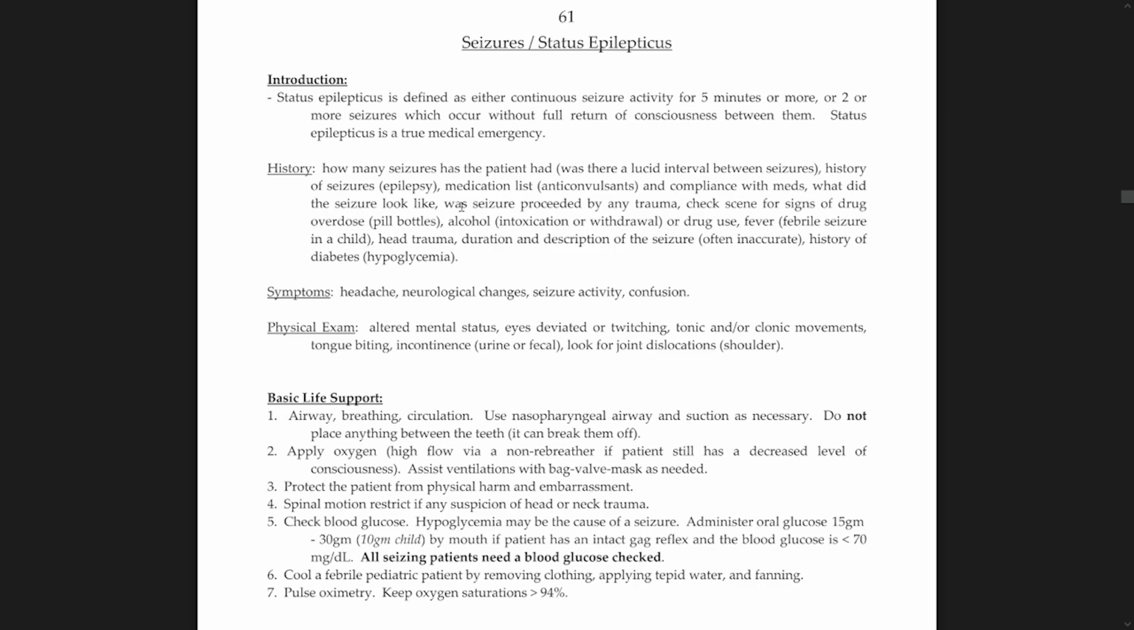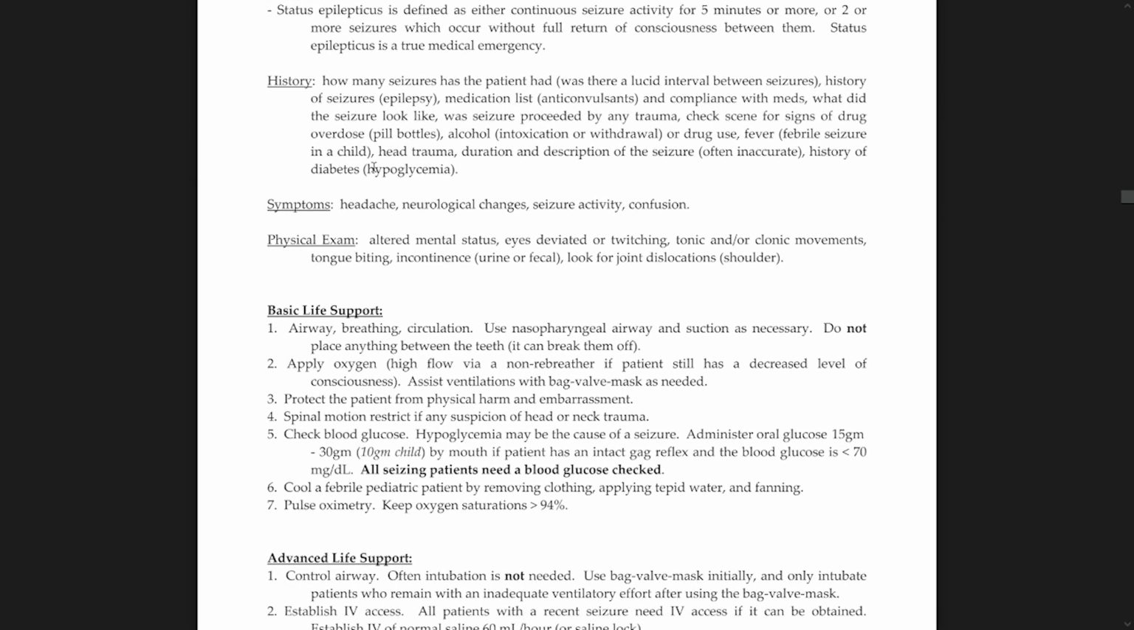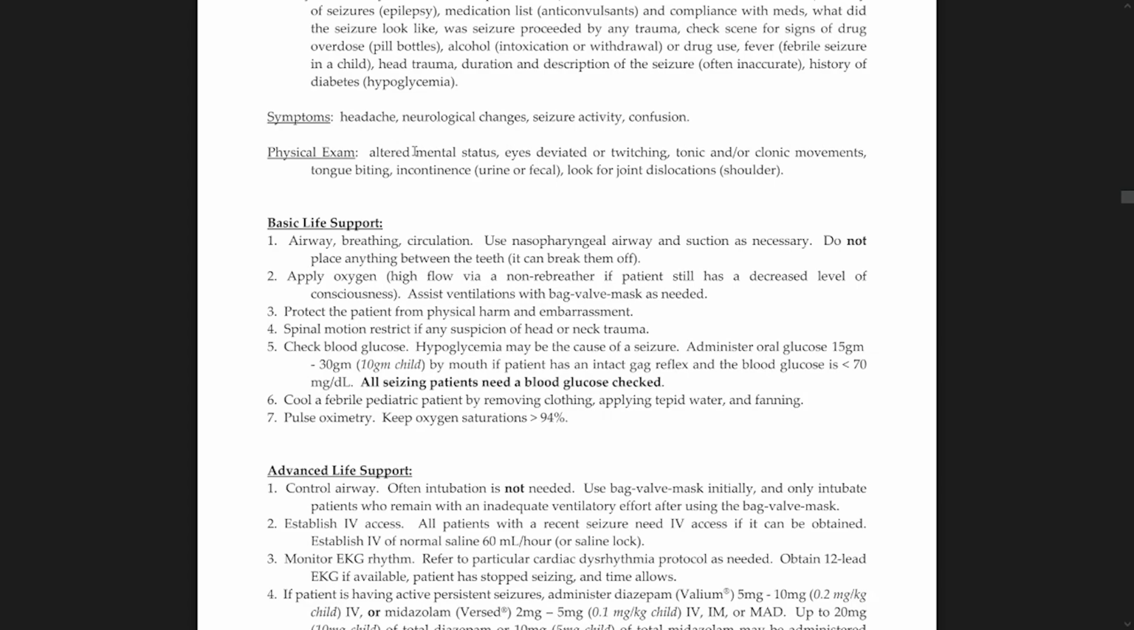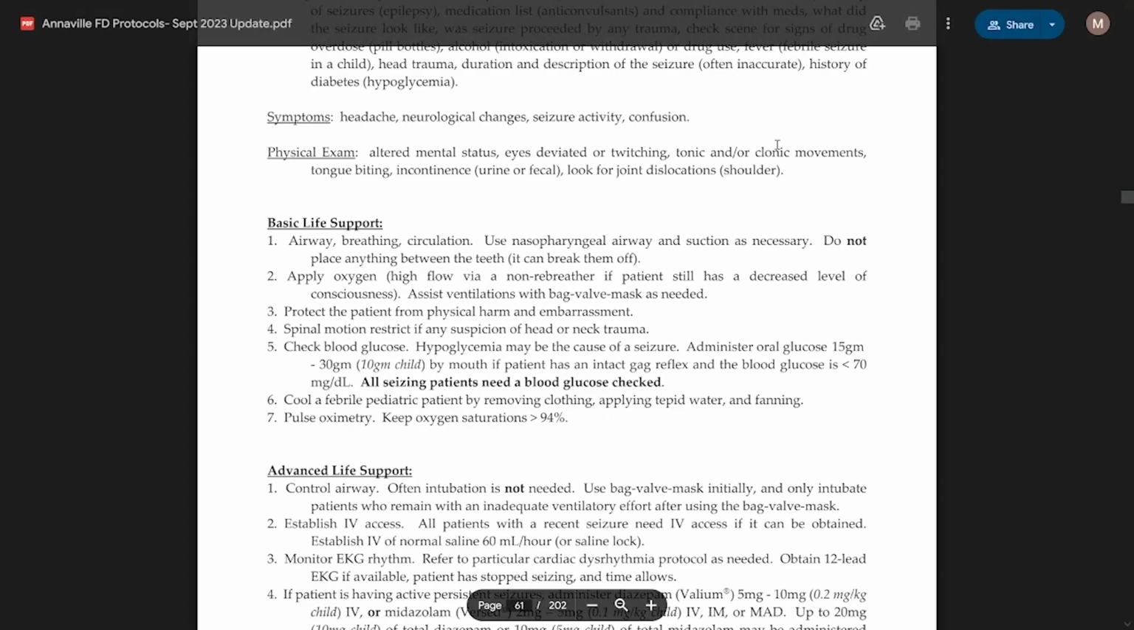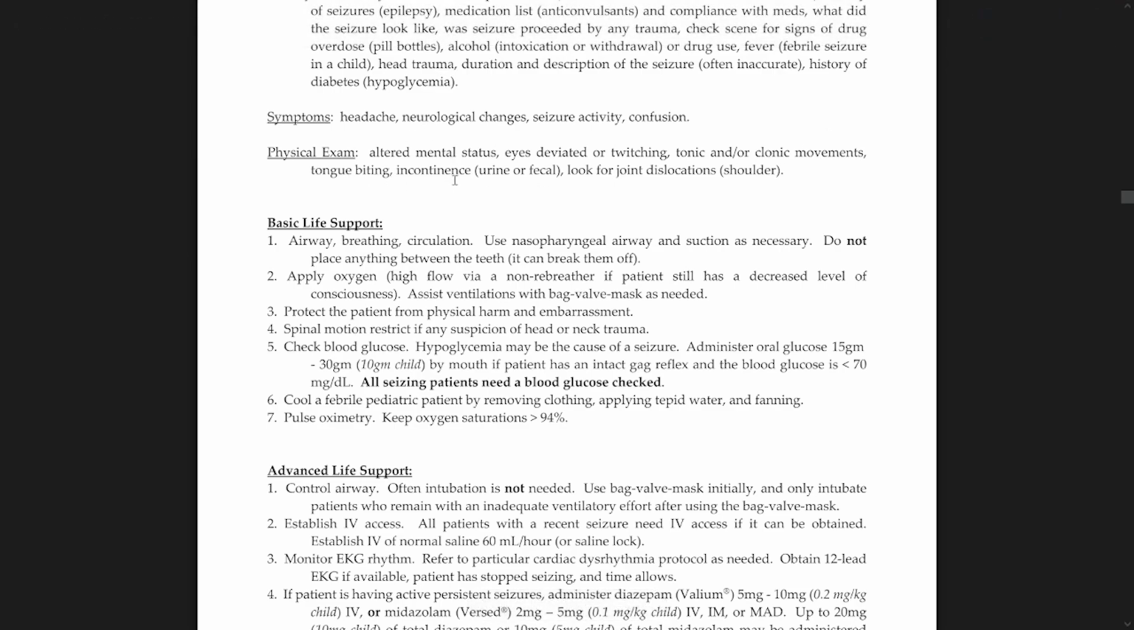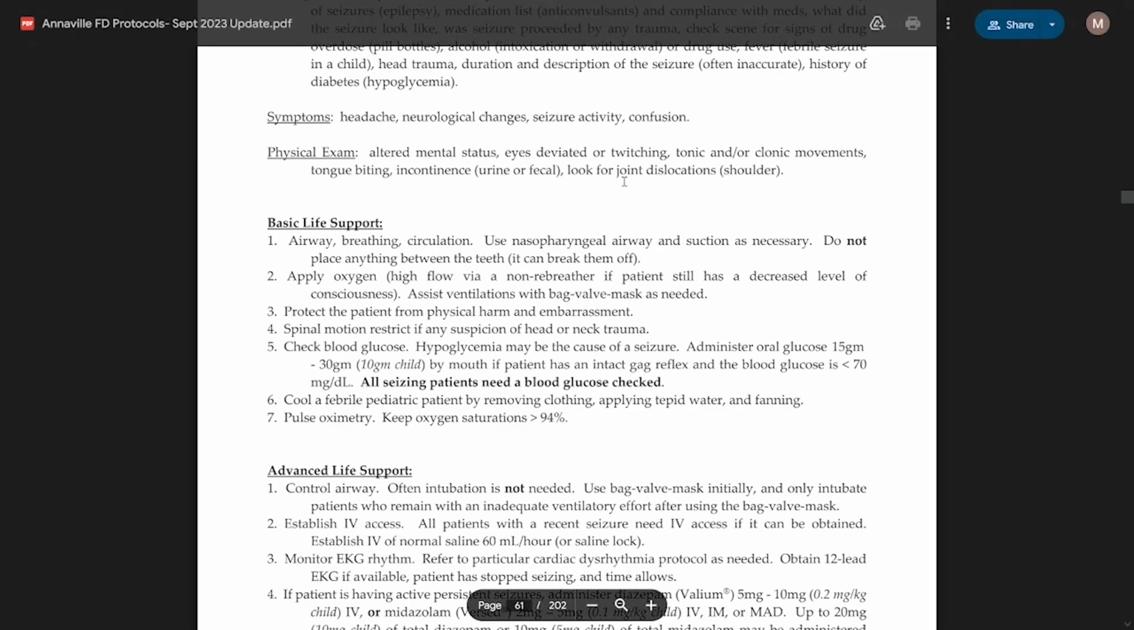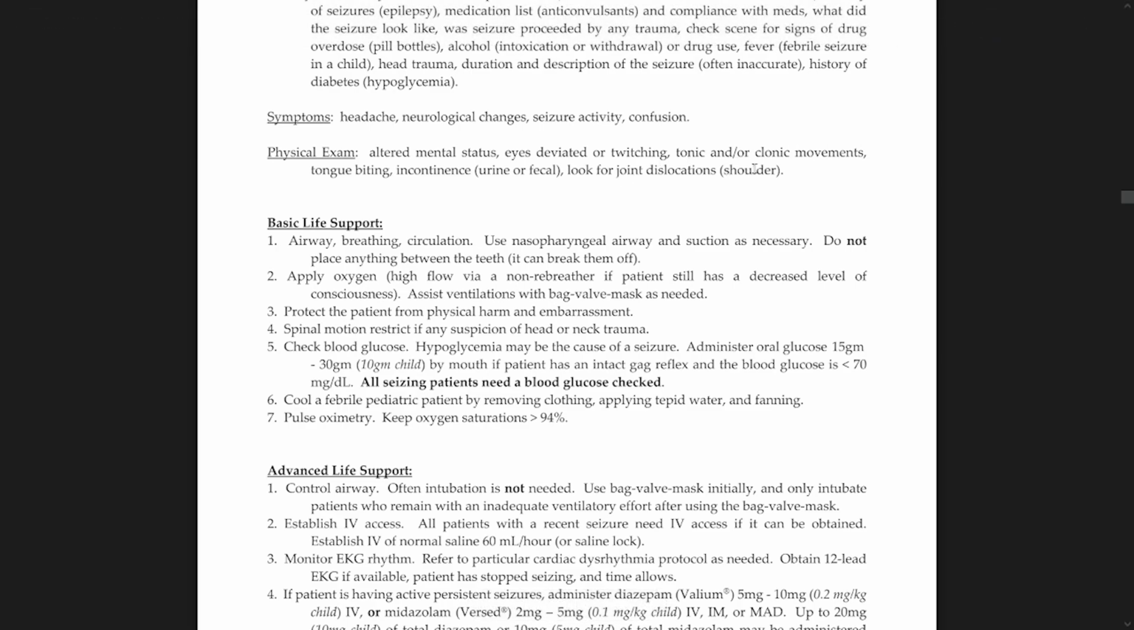Check the scene for any signs of drug overdoses, pill bottles, alcohol intoxication or withdrawal, drug use, fever, such as a febrile seizure in a child, head trauma, the duration, and the description of the seizure, which is often inaccurate, and a history of diabetes, known as hypoglycemia. For symptoms, you're looking for a headache, neurological changes, seizure activity, and confusion. For their physical examination, you're looking for an altered mental status, eyes deviating or twitching, tonic or clonic movements, tongue biting, incontinence, either urine or fecal, and look for joint dislocations via the shoulder.